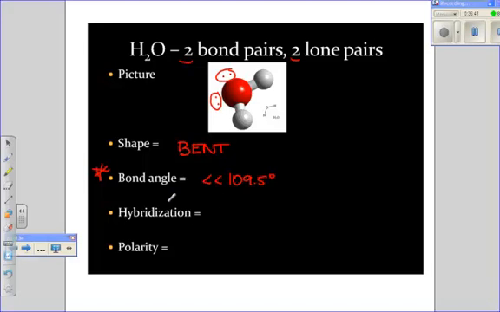4 total groups, again, 2 bond pairs, 2 lone pairs, we're going sp3. And we know water is polar, and the reason it's polar is because of this shape, because of this bent shape. So that takes care of my 4 total groups. I've done my 2s, I've done my 3s, I've done my 4s, and we're getting there.